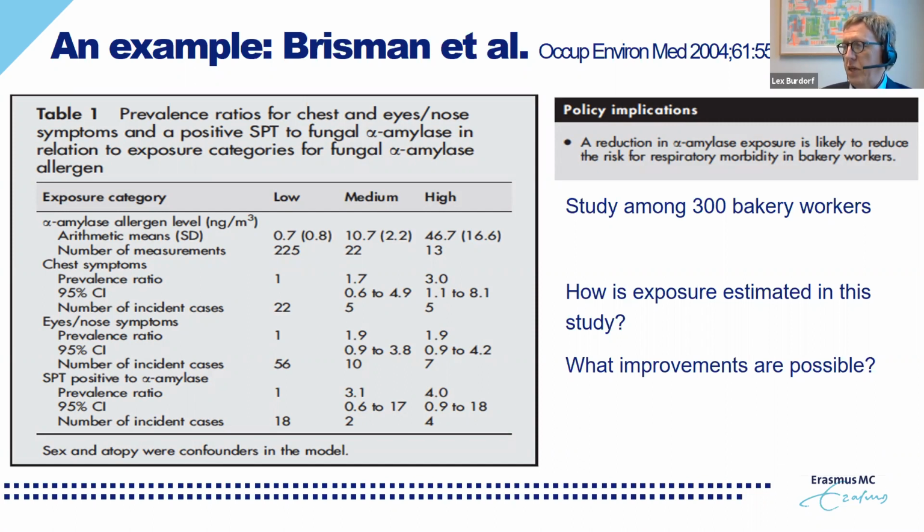But now my question is, what kind of improvements would you make to this exposure assessment? So you have indeed a budget to do 260 measurements. And would you go for the same strategy as is depicted here? You have 225 in the low exposure category, 22 in the medium, and 13 in the high. How can we improve this exposure assessment strategy?